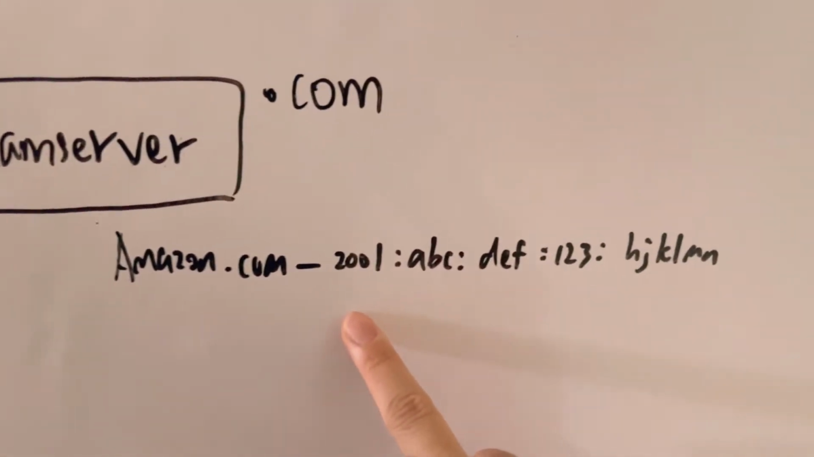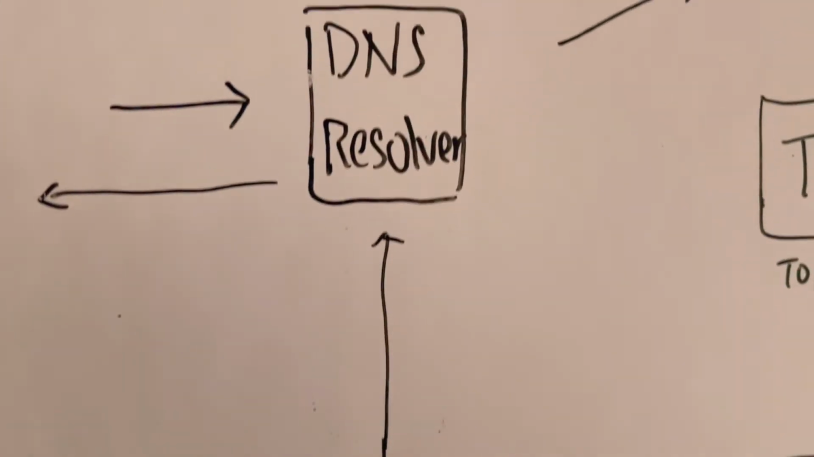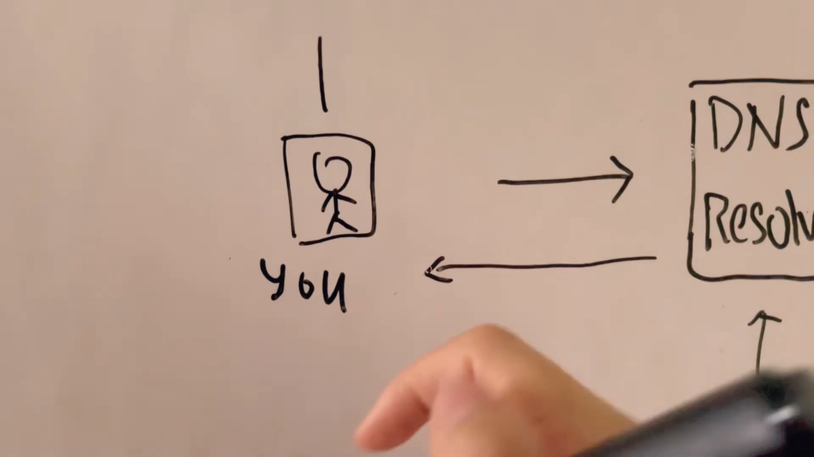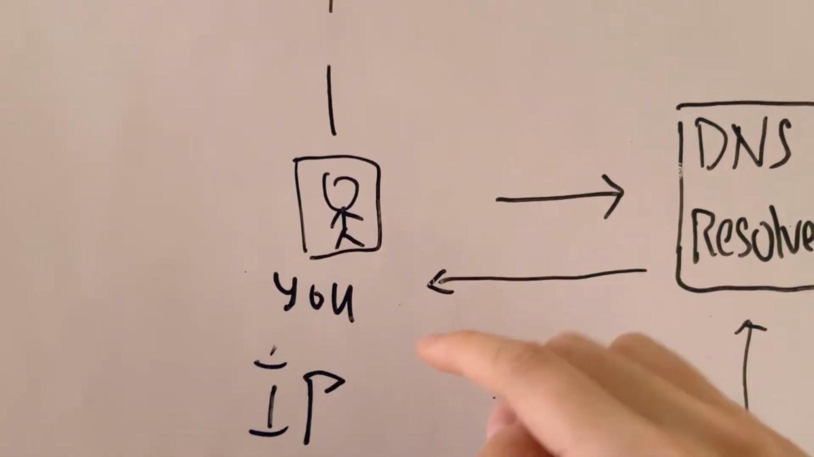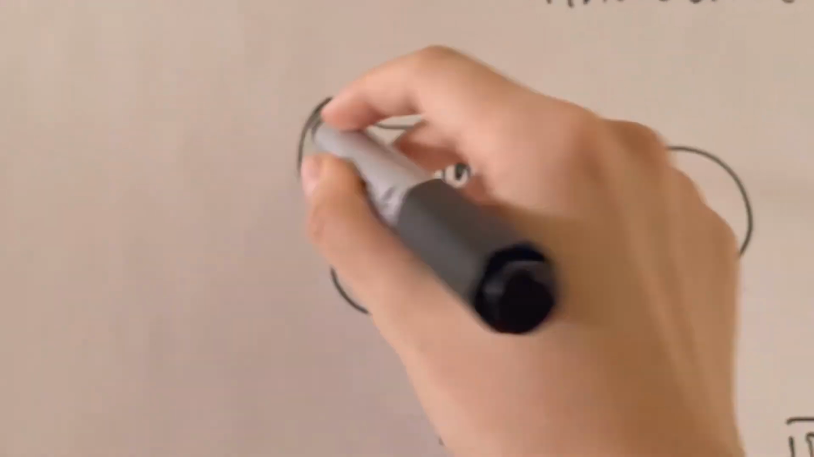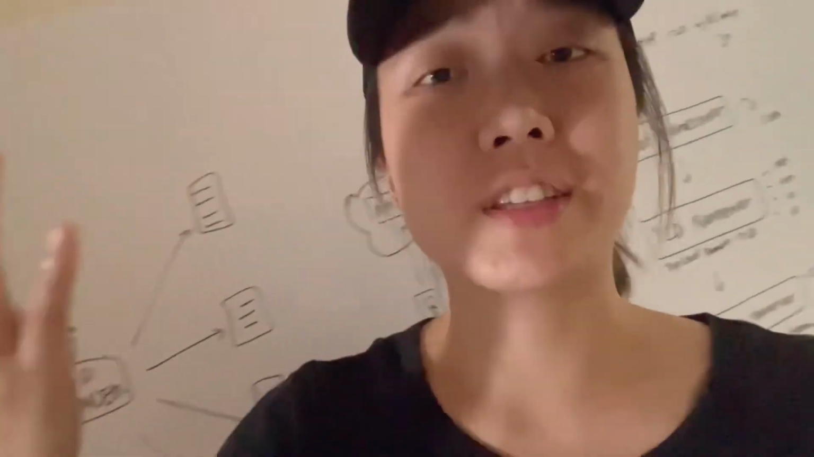Oh yeah, and then it found your IP address. So it will forward your IP address back to the DNS resolver, which will return it to you. And then you have that IP here. Yay! And then you can use that IP to go to Amazon.com. Woohoo! This is how it works. So that's how load balancing and DNS work.